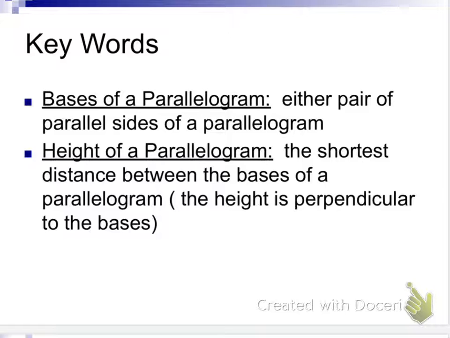Okay, so we have some keywords here. Bases of parallelogram. So either pair of parallel sides of a parallelogram are considered to be the bases. The height of the parallelogram is the shortest distance between the bases of a parallelogram. The height is perpendicular to the bases. Okay. Again, you should pause it. I'll try to give you guys a little bit of time to write this one down.